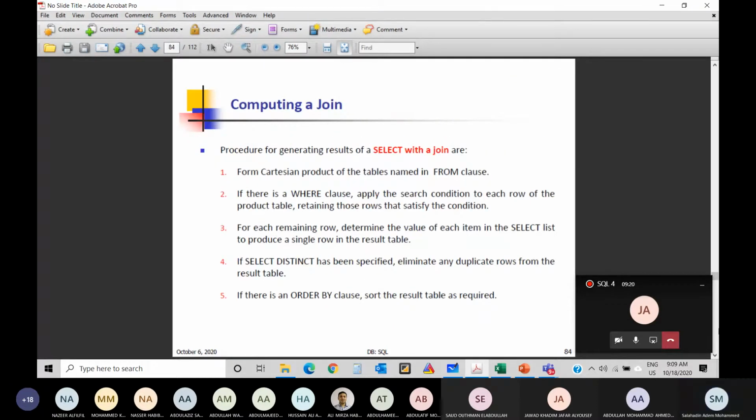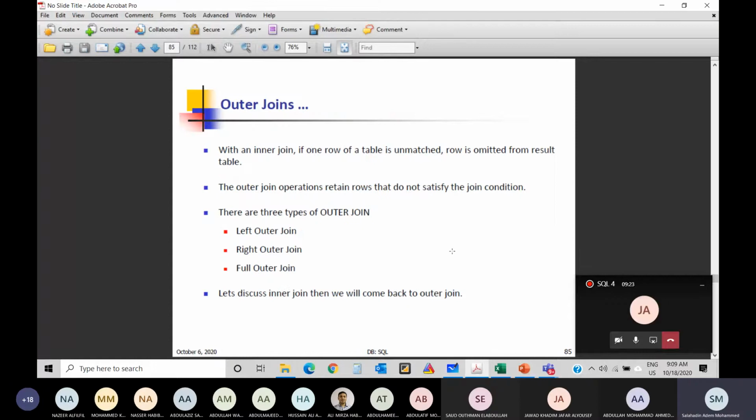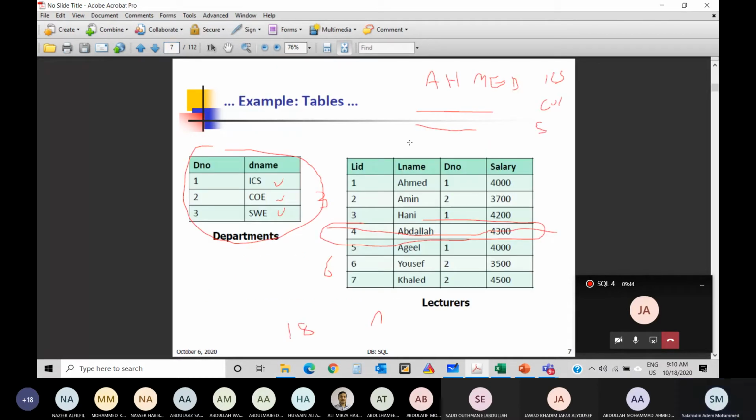Now, let me talk about the outer join. Why do we have outer join? In outer join, what you want is even those with no department, I want to see them in the output. So I want Abdullah to come in the output, but I want his department to be null. I want Ahmed ICS, Amin COE, Hani ICS, Abdullah blank.